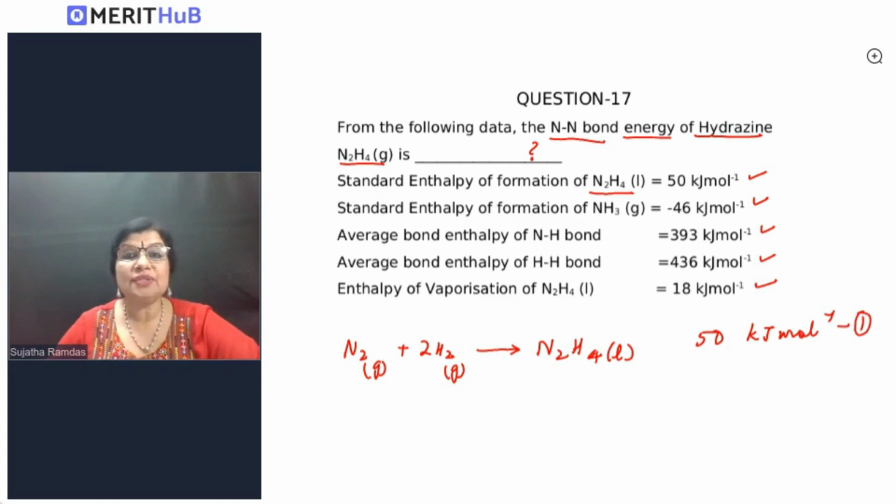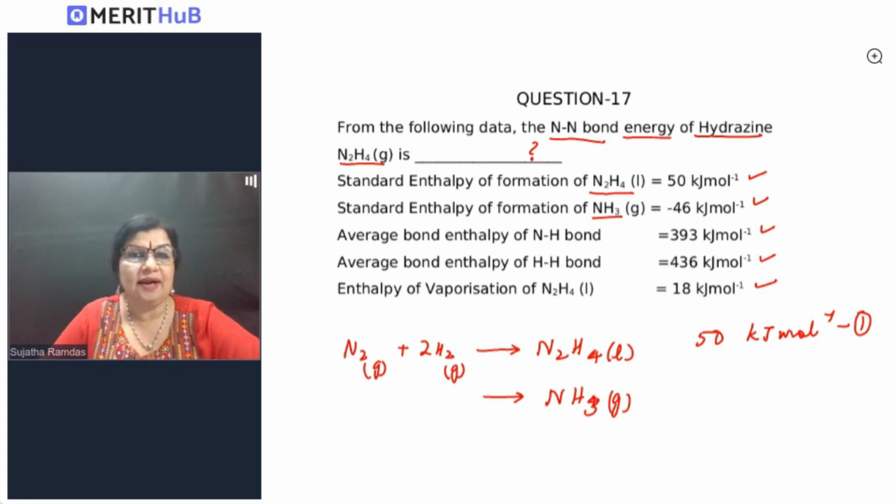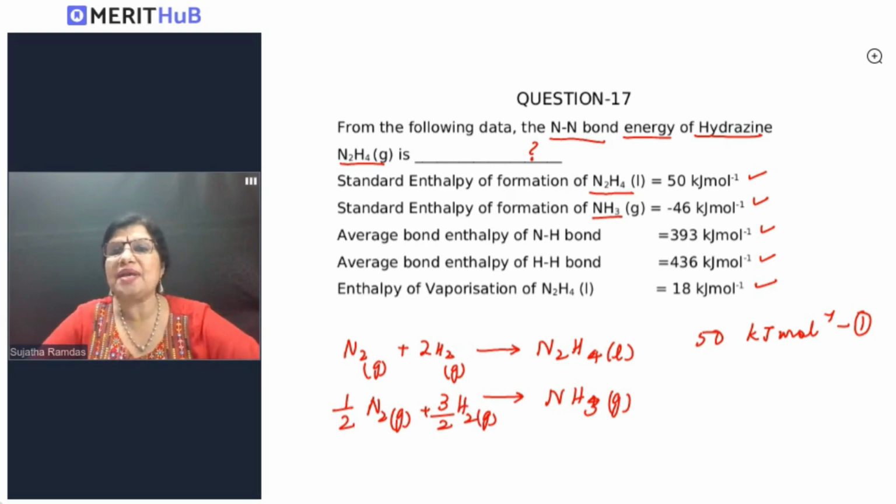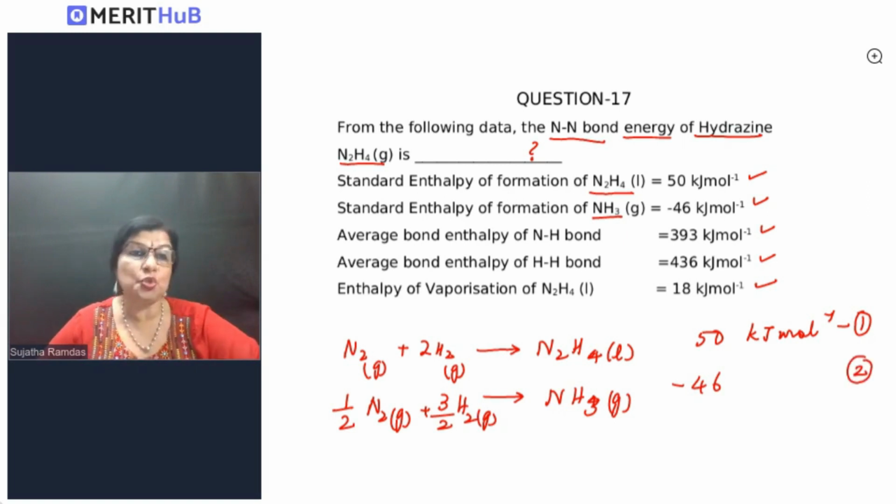Okay. Now the next information conveyed to us is about the enthalpy of formation of ammonia. So 1 mole. All enthalpies are with respect to 1 mole. So 1 mole of ammonia is formed from half nitrogen gas and 3/2 hydrogen gas. And the value is minus 46 kilojoules per mole. Let that be equation number 2.